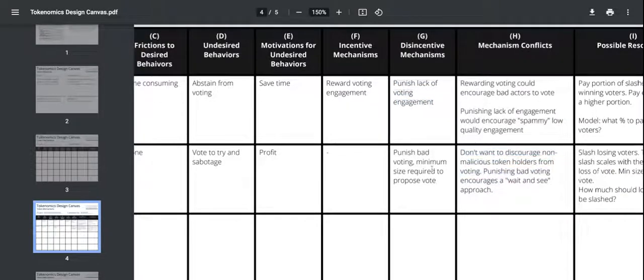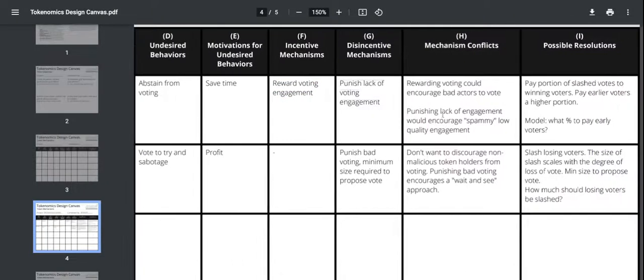And then moving on down to the next row, so punish bad voting, right? Well, we don't want to discourage non-malicious token holders from voting, right? If we punish bad voting, you might say, well, I'll just wait and see, right? I don't want to risk voting for something that I truly believe in, with good intentions, but it only ends up getting 10, 20% of the vote and I get punished, right? So I'll just wait and see. So that ends up countering, conflicting with what we want, which is to reward and promote more voting engagement.